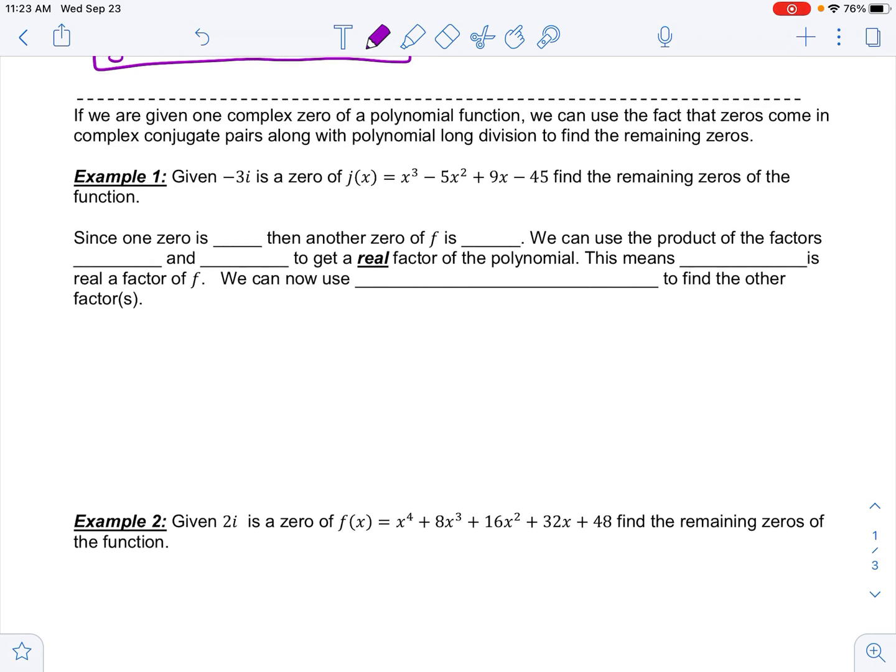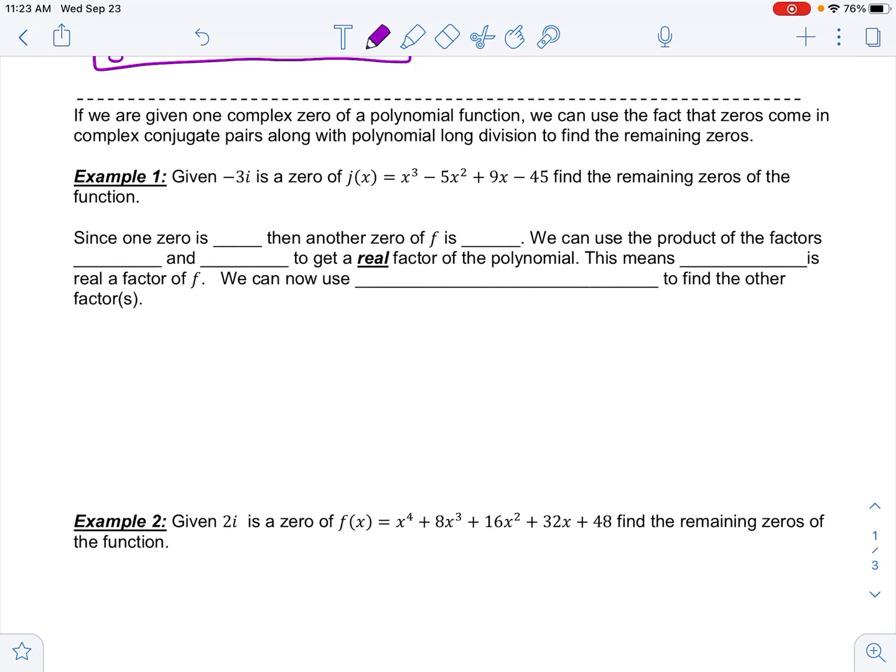Okay, so next what we're going to talk about, the last part of 2.4, is, it says if we're given one complex zero of a polynomial function, we obviously can use the fact to come up with another complex zero, the complex conjugate, knowing that we have complex conjugate pairs, okay? So what we're going to do here is use the fact that zeros come in complex conjugate pairs along with polynomial long division to find the remaining zero, okay?